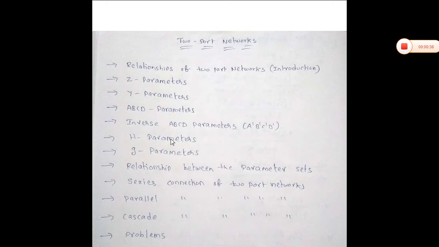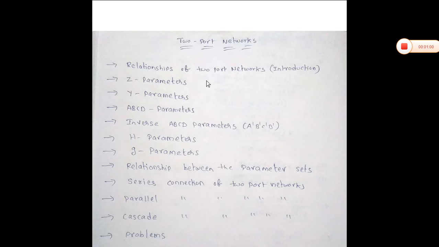H parameters are nothing but hybrid parameters, right? G parameters are nothing but inverse hybrid parameters. Here the Z parameters means impedance, that is impedance parameters. Y means admittance, that is admittance parameters. ABCD parameters are also called transmission parameters.